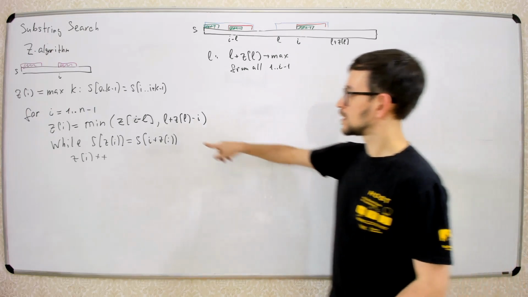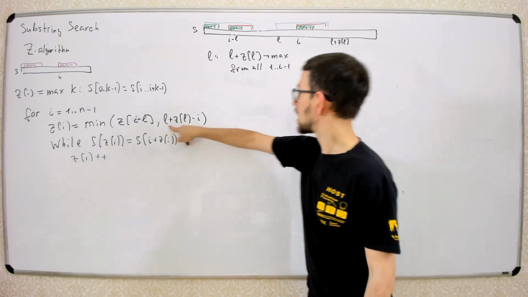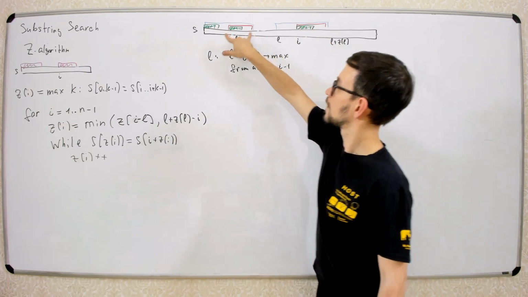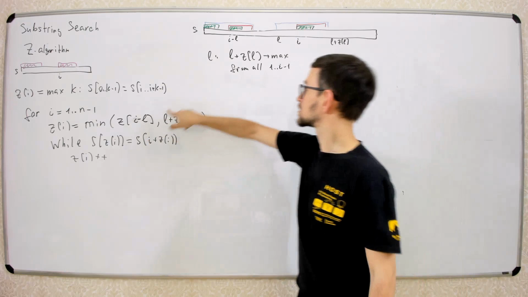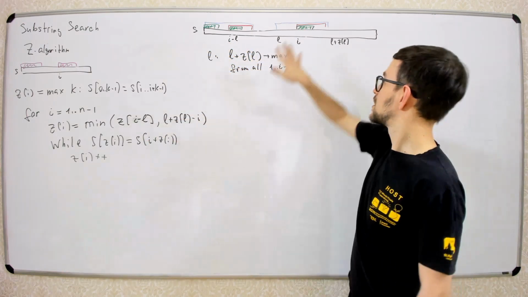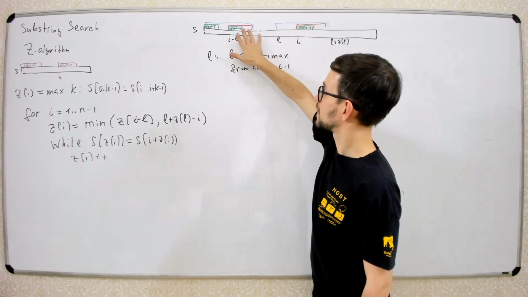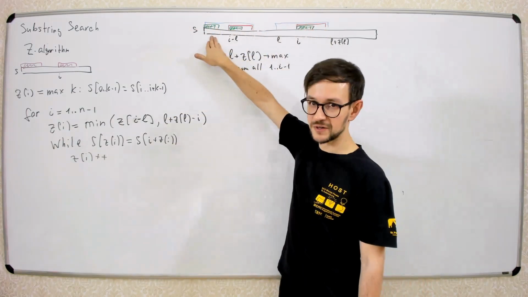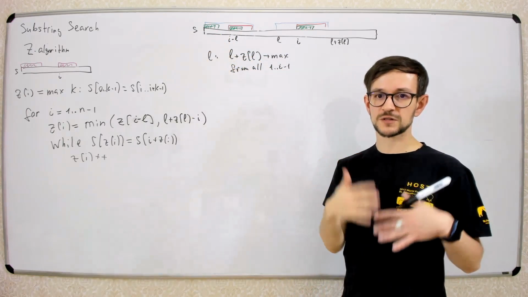So again, this number of characters are the same characters here and here. And these many characters are the same in this position and in the prefix. So if these characters are the same here, and also the same here and in the prefix, then they are the same here and in the prefix. So this number of characters can be safely skipped.